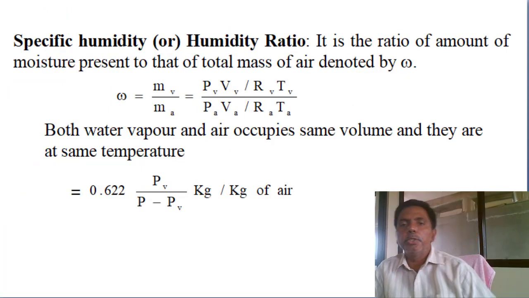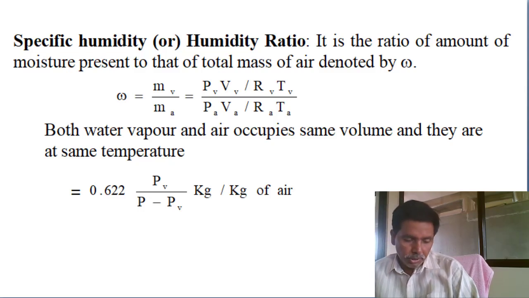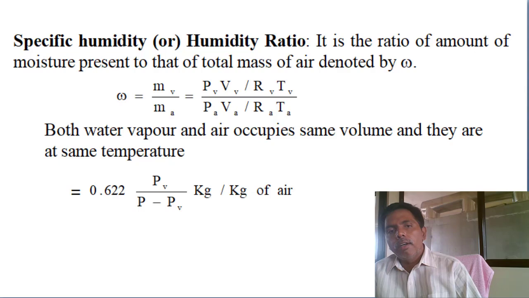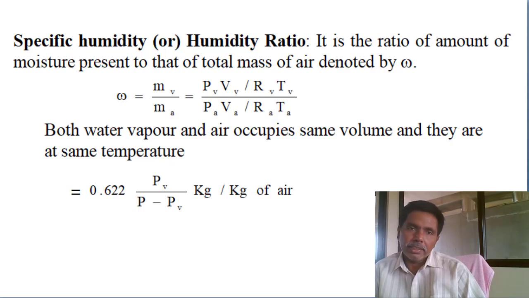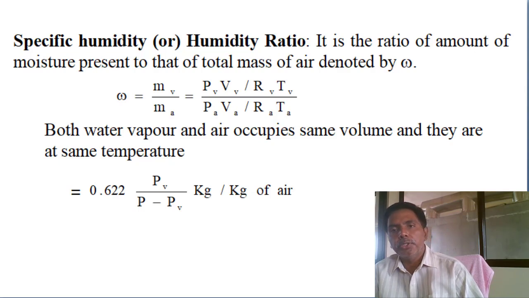Next, specific humidity or humidity ratio. The mass of vapor present to the total mass of air. How much mass of vapor is present to the total mass of the air is called specific humidity or humidity ratio.